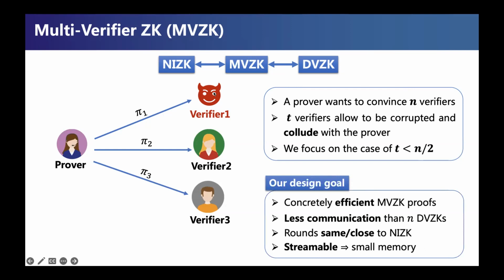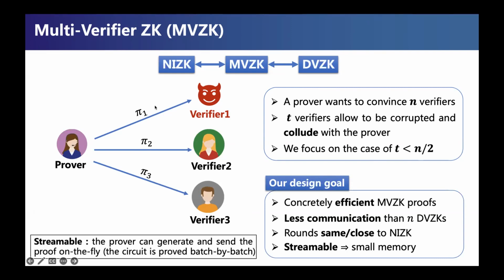Our goal is to design concretely efficient NVZK proofs, achieving significantly less communication than running n DVZKs, having runtime close to NIZK, and supporting streaming proofs that use small memory. Here, streaming a proof means the prover can generate and send the proof on the fly, and the verifier does not need to store the whole proof during the protocol execution.